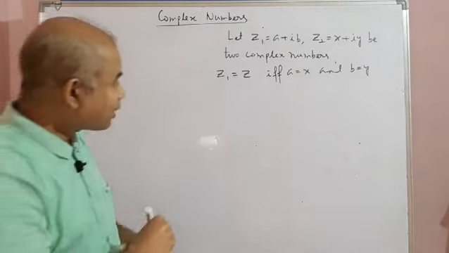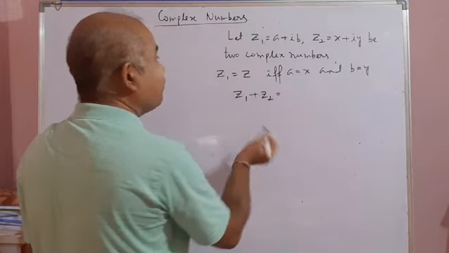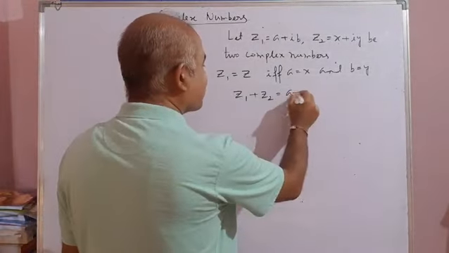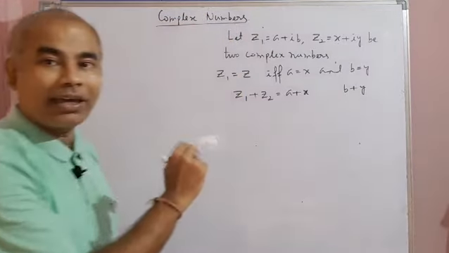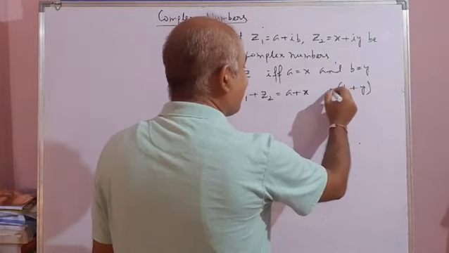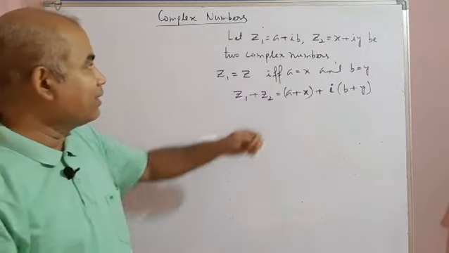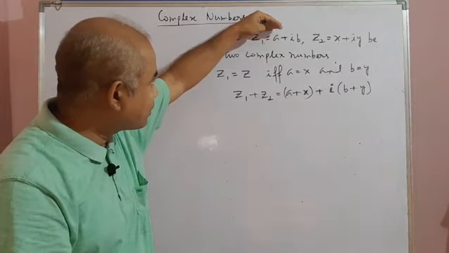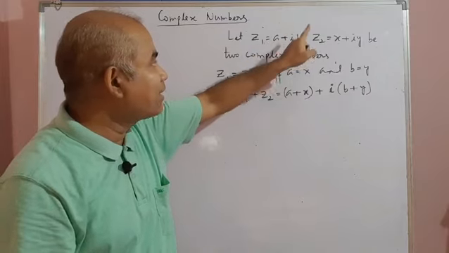Next, suppose I want to add these two complex numbers z1 and z2. Very simple thing. When you add two complex numbers, you just simply add their corresponding real parts and their corresponding imaginary parts. That means here I add a with x and b with y, and with the sum of the imaginary parts, you multiply i. Or you can simply see that if I don't have any idea of complex numbers and I am asked to find the sum of these two, then what I'll do is add a plus x and ib plus iy.